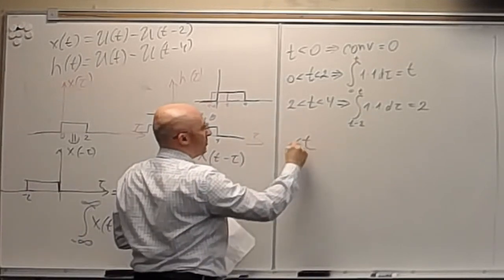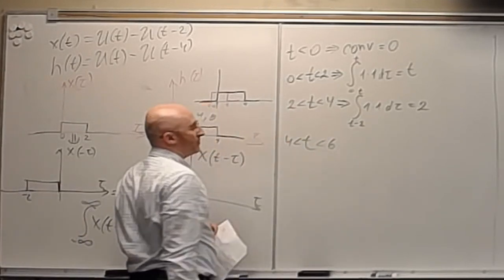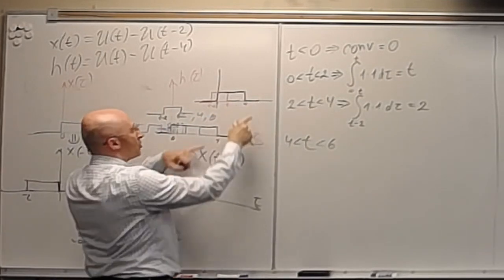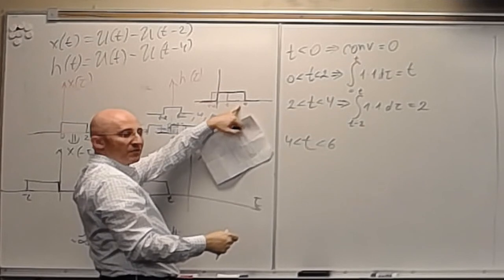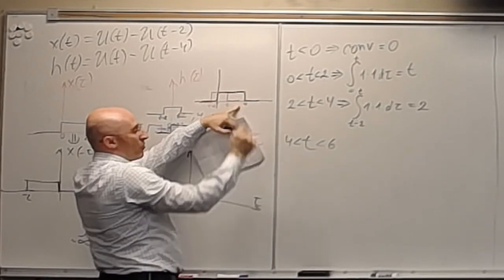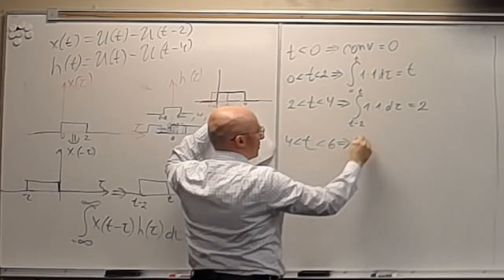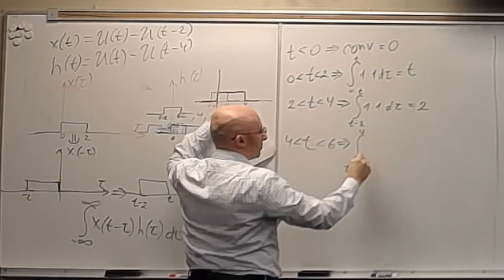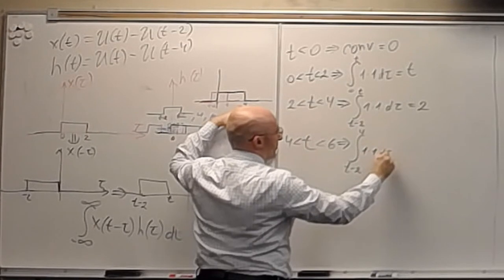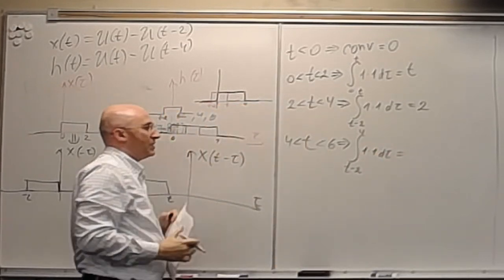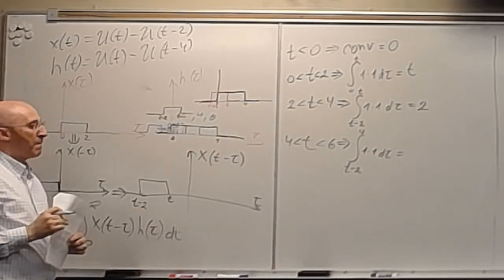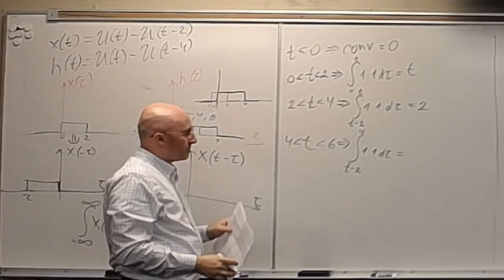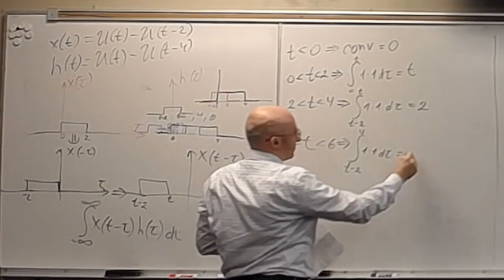Now, for t between 4 and 6, what will happen is that that thing is crossing here. So it's starting at t minus 2 here, and ending up at 4. So it's the integral from t minus 2 to 4. So what will that thing be? 6 minus t. 6 minus t.